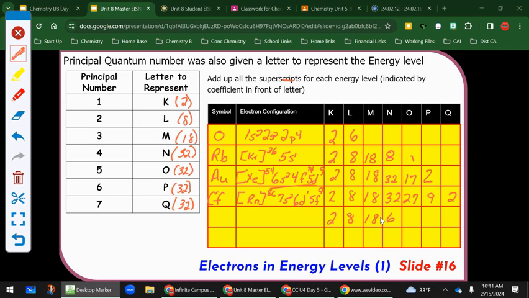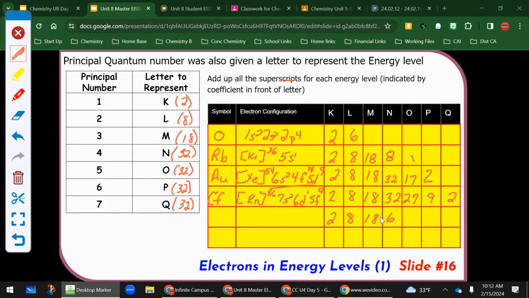Okay, that's how we got to our configurations. So, here's what I will tell you. The first quantum number represents the energy level, 1 through 7, right? The second quantum number represents a what? Subsidiary, which is a sublevel, right?